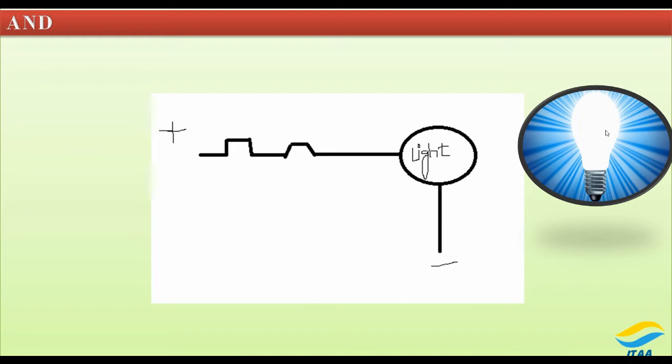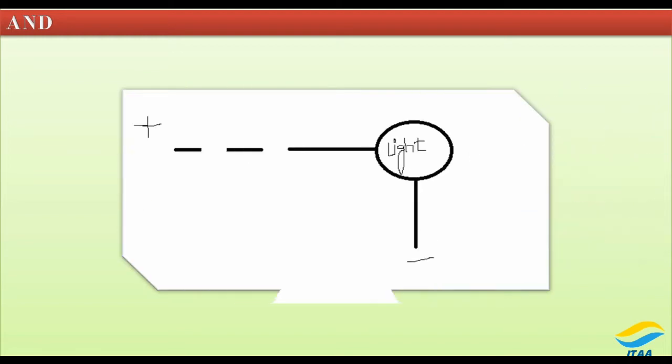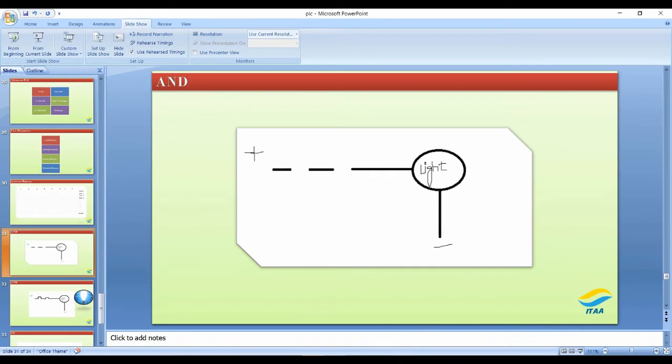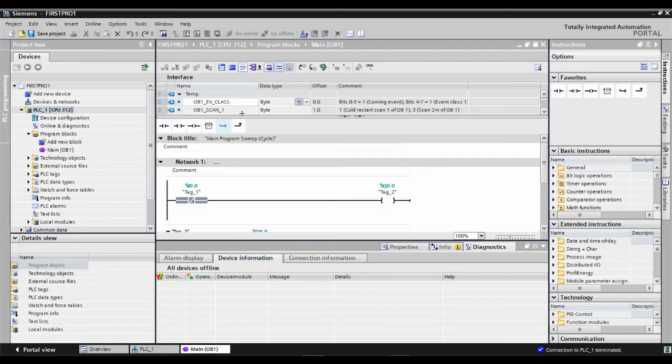So the same is the concept here. If, for example, one is closed and another is not closed, still the light will not turn on. That's the same concept we're going to use for understanding AND logic here. So let's go and implement AND logic here.